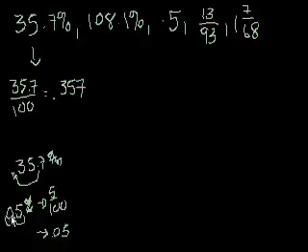So let's get back to the problem. I hope that distraction didn't distract you too much. Let me scratch out all this. So 35.7% is equal to 0.357.